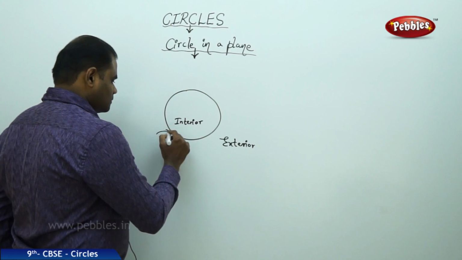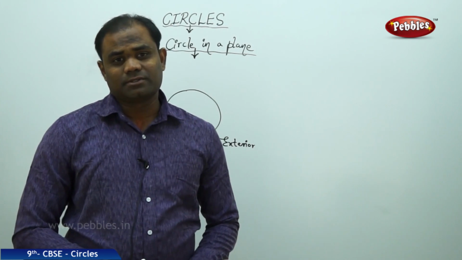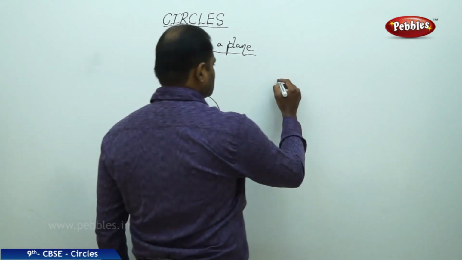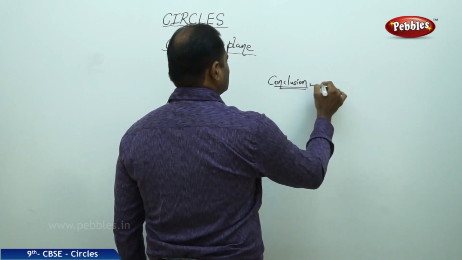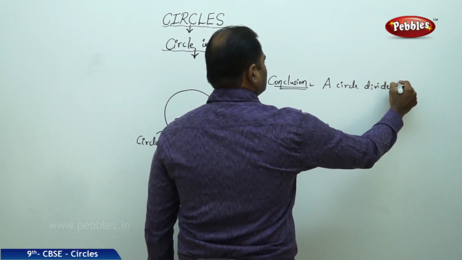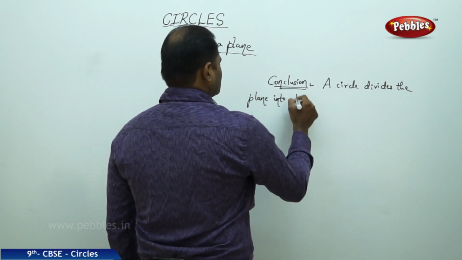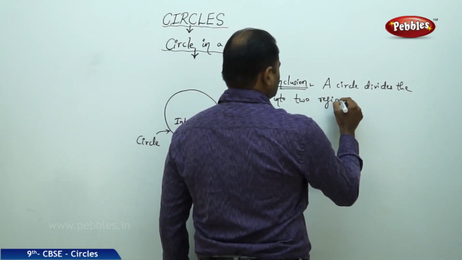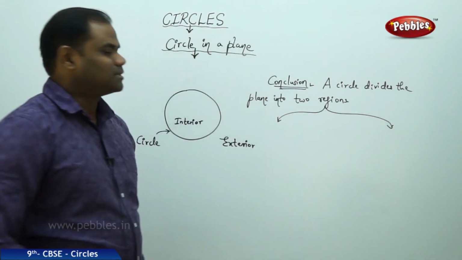So a circle divides the plane into two regions. One is interior and one is exterior. So I come to the conclusion. A circle divides the plane into two regions.